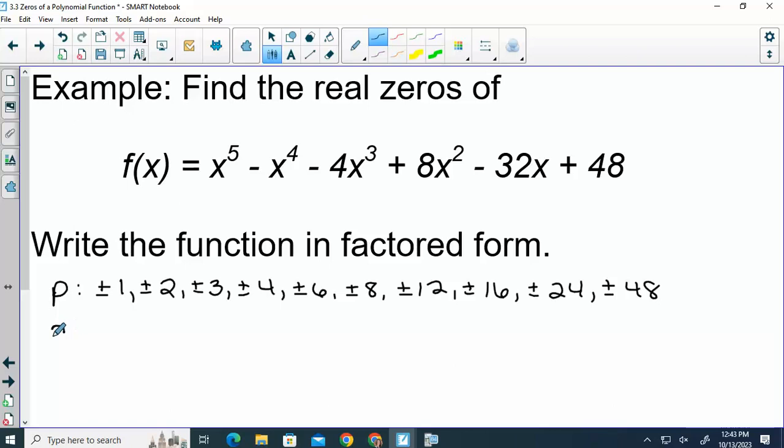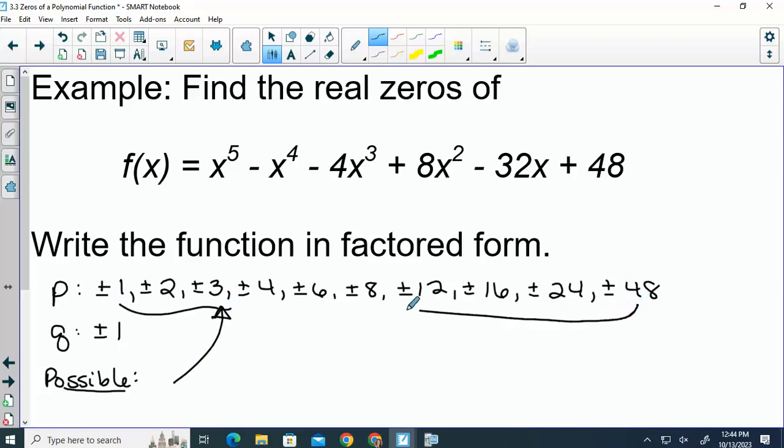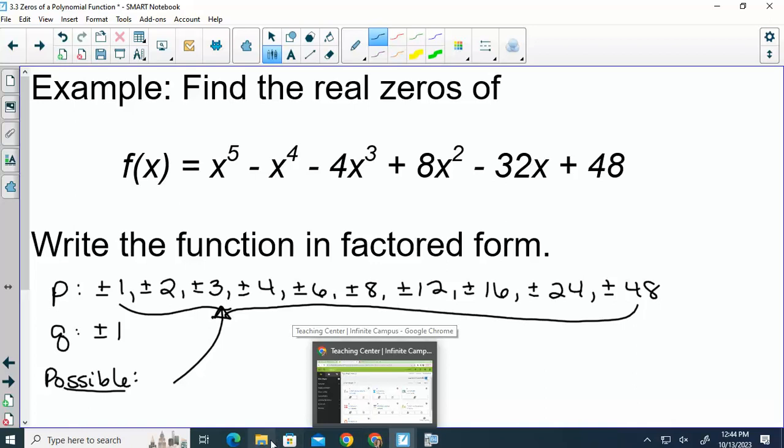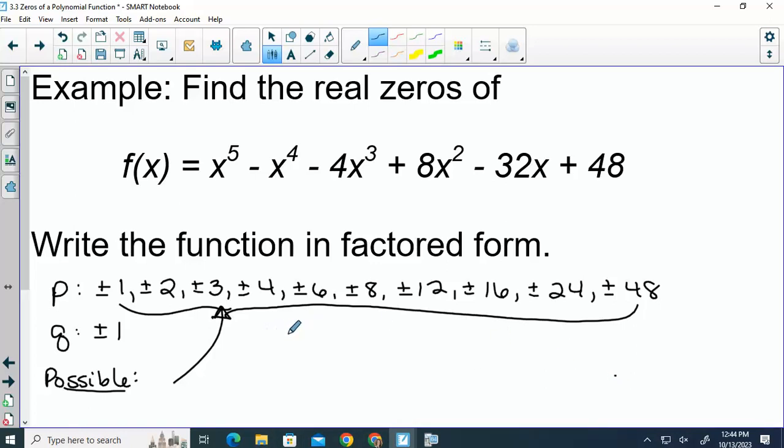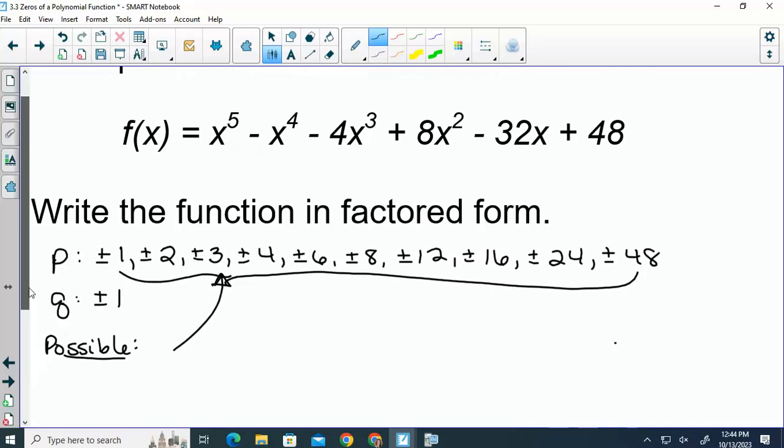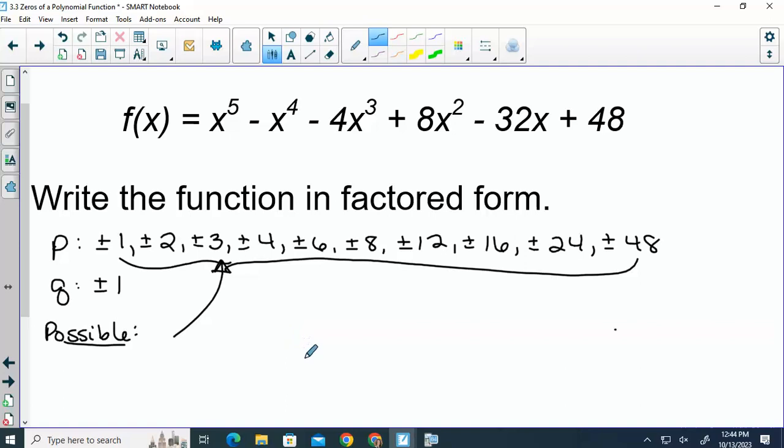What are the Q values? So our possible values, P over Q, what do we get out? From the top ones. Yeah, just all of these P values, because it's each of those over 1. Okay, so now we need to find one that works. That's obviously a pretty long list to start plugging in numbers. You can also look at the graph if you want. You could graph it and see what's an x-intercept. So tell me when you get one.